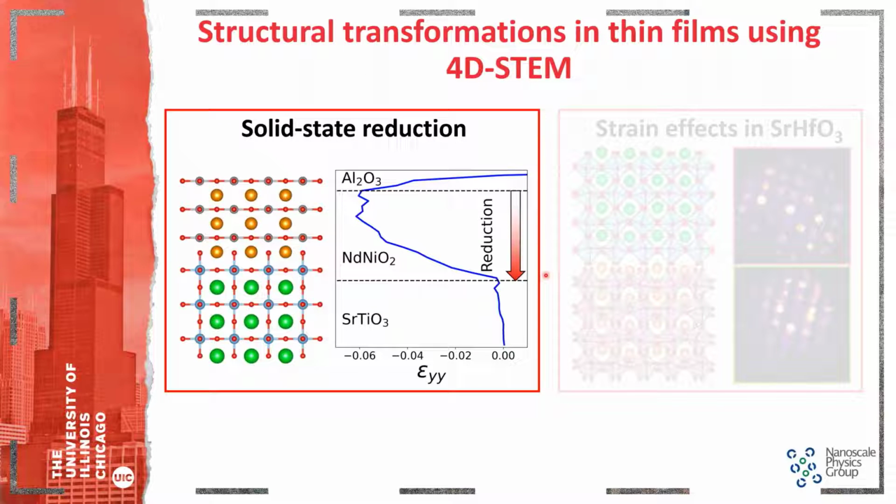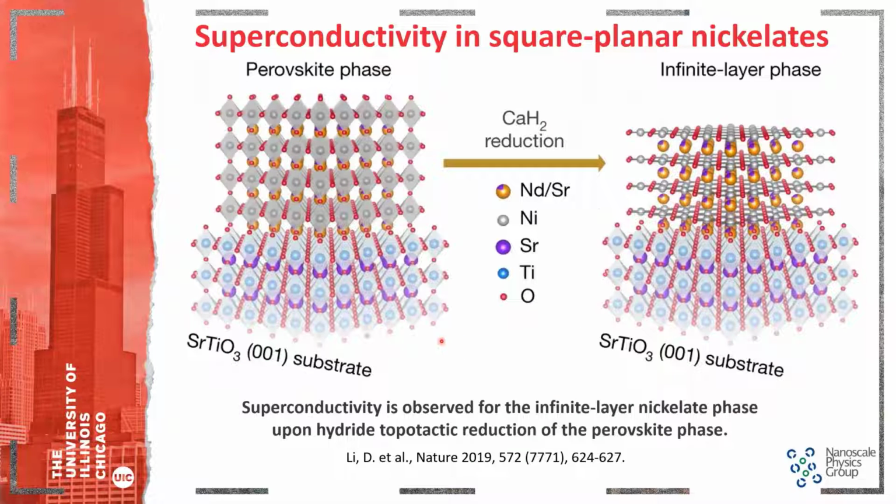First I'll be talking about the solid state reduction of nickelate thin films. Just an introduction: superconductivity is achieved by reducing the perovskite phase to an infinite layer phase in these square planar nickelates. On the left, we have a strontium titanate substrate with a perovskite structure, and on top of it, we have a nickelate, typically neodymium or strontium nickel oxide perovskite. The nickel cation is coordinated by 6 oxygen atoms.